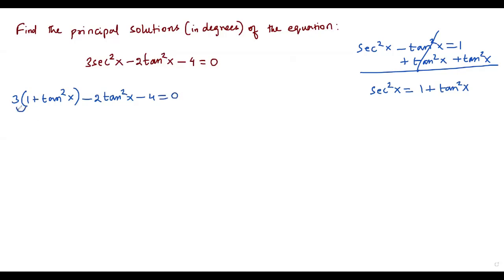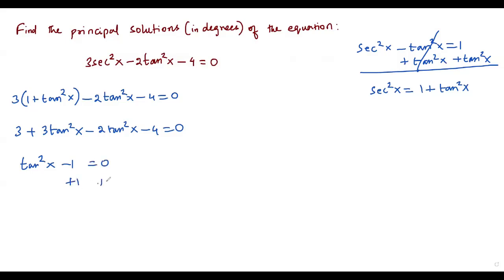Now we can distribute this 3 to 1 and tangent square x. When I do such a distribution, I'm getting 3 positive 3 times tangent square x, negative 2 times tangent square x, negative 4 equals 0. Here on the left side, we can combine the like terms. This 3 and this negative 4 can be combined because both of them are numbers. And also these two can be combined because both of them contain tangent square x. First, let me combine 3 tangent square x, negative 2 tangent square x. Then I'm getting 1 tangent square x. When I combine 3 and negative 4, I'm getting negative 1 equals 0.